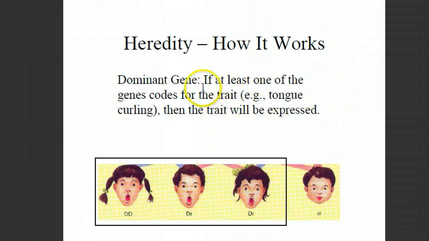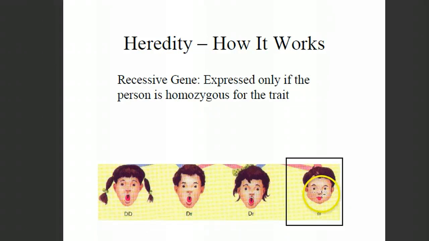So dominant: if at least one of the genes codes for the trait, tongue curling, the trait will be expressed. Recessive gene: expressed only if the person is homozygous for the trait. That is double recessive homozygous.